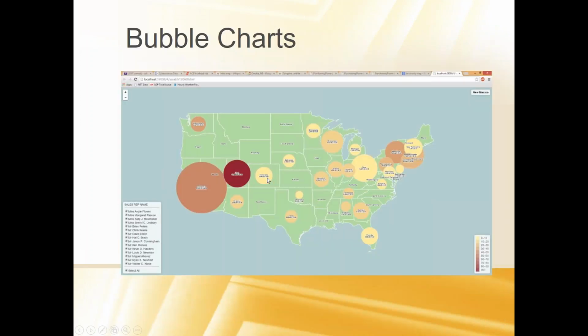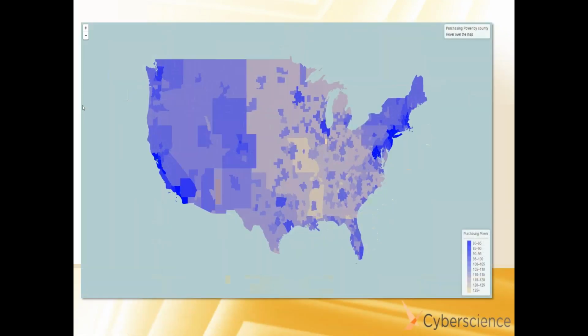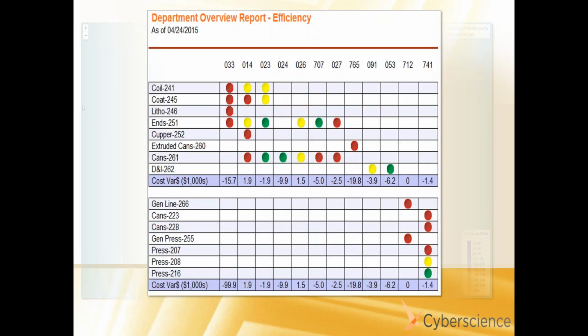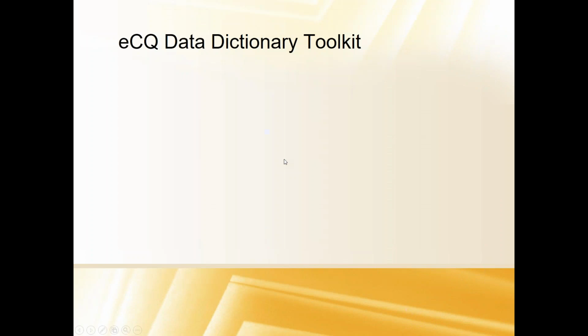Okay, with ECQ, you can also do things like bubble charts. Here's an example of a heat map. We can even do things like scorecards with red, green, yellow, purple, whatever colors you want to use. Those are all conditional. Now, the way ECQ works, this is the one kind of technical slide in the presentation. So again, if you like what you see, we'll send you a link to download the software. The download takes about 10 minutes.